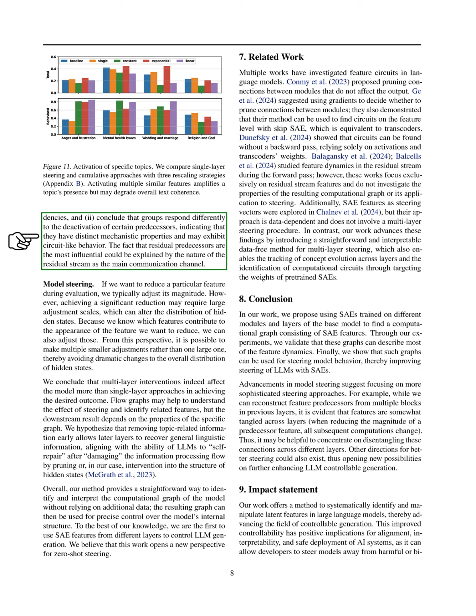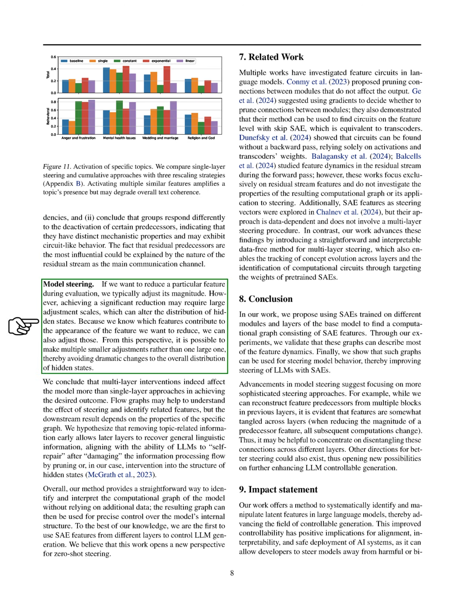Regarding feature deactivation, we (i) confirm that the top-one similarity offers important insights into causal dependencies, and (ii) conclude that groups react differently when certain predecessors are deactivated, indicating they have unique mechanistic properties and may behave like circuits. The dominance of residual predecessors can be attributed to the residual stream being the primary communication channel.